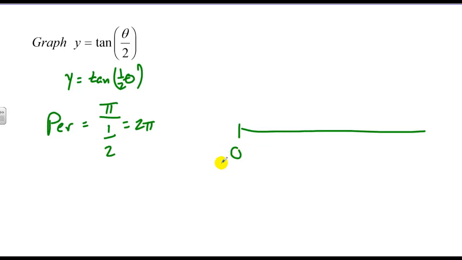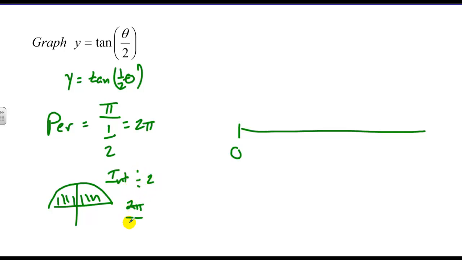My intervals in this case, though, are a little bit different. Since tangent covers a 2-quadrant section, which gets me to 180 degrees, to find my intervals for tangent and cotangent, all I need to do is divide by 2. So that's 2 pi over 2, or pi, for my intervals. So if I go here and here, I have a whole period of tangent.